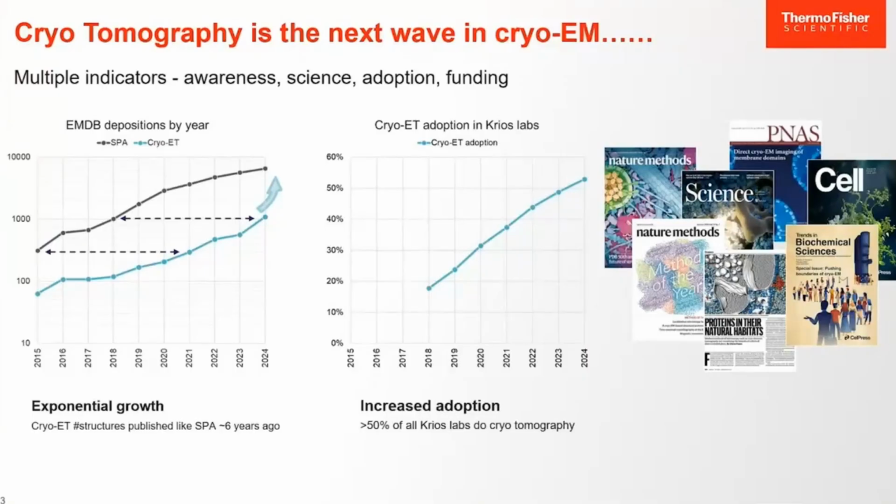catching up, and especially in the last year we see a kind of exponential increase in the number of data that have been published in the EMDB. But there are also other indicators that cryotomography is getting more important. You can look at, of course, the leading indicators, the papers in Science, Cell, and Nature, but also at the labs that are adopting cryotomography, that have invested in cryo-FEG technology using tomography software. And there we also see a very steep increase. More than 50% currently of all the cryo-electron microscopy labs are applying cryotomography to some extent.